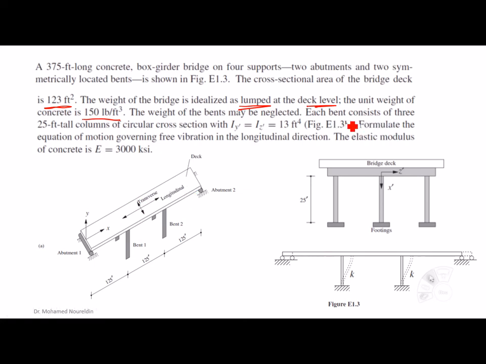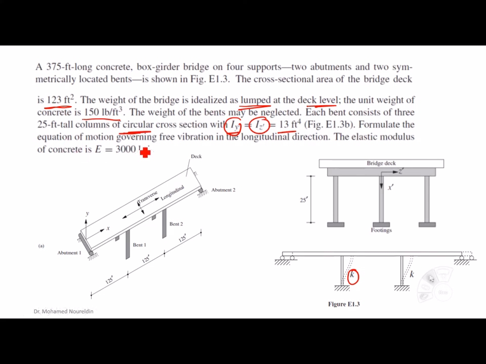Each bin consists of 3 25-foot tall columns of circular cross-section, with IY prime and IZ prime equal to 13 foot to the power 4. We're talking about the supports here. They have similar K, and the inertia is the same, and because they are circular, IY and IZ are the same.